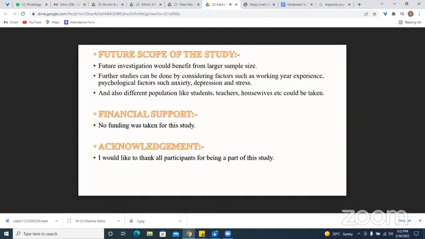The future scopes of my study are that the benefits of further investigations could be broadened by a large sample size. Further studies can be done by considering factors such as working year experience, psychological factors such as anxiety, depression and stress, and also different populations like students, teachers, housewives, etc. No financial funding was taken for this study.